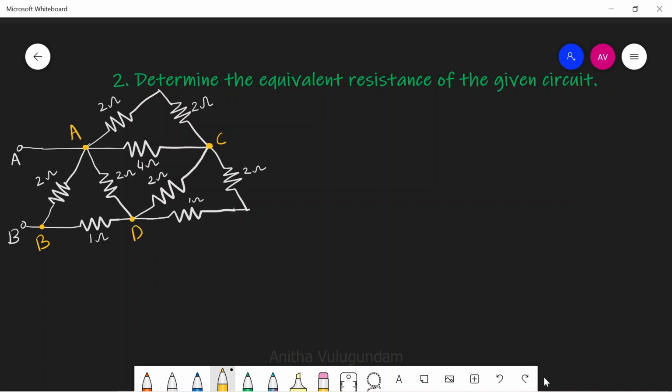Okay. And for simplicity's sake, I just want to name the resistors. Let this be R1, let this be R2, let this be R3, let this be R4, R5, R6, R7, R8 and R9.